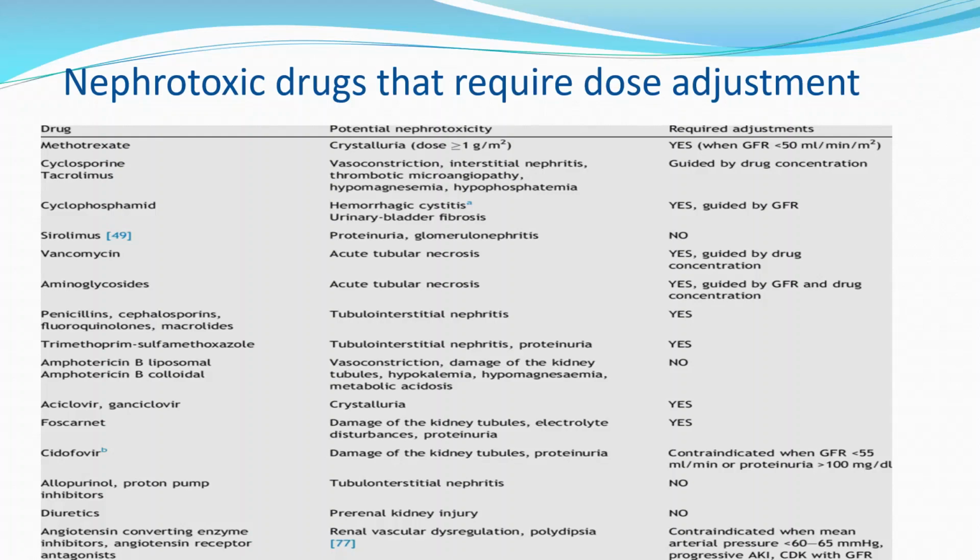Same with cyclophosphamide, because it causes hemorrhagic cystitis and then acute renal failure. Therefore, dose adjustment of cyclophosphamide is also very important. Same with vancomycin and aminoglycosides, because these antibiotics cause acute tubular necrosis and also result in acute renal failure. The dose adjustment of these drugs is also necessary. Acyclovir or ganciclovir, when CMV treatment is done, also damage the kidney tubules and cause electrolyte imbalance, and so do diuretics. Therefore, all these drugs are nephrotoxic, and the dose adjustment of all of them is very necessary.